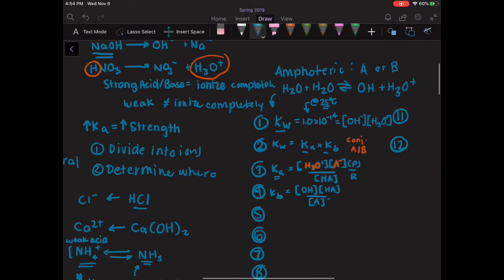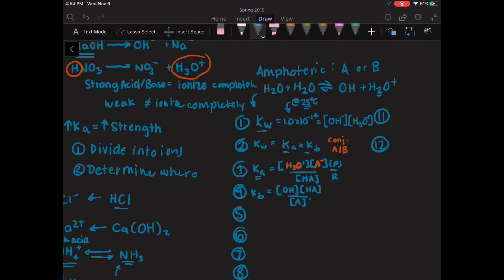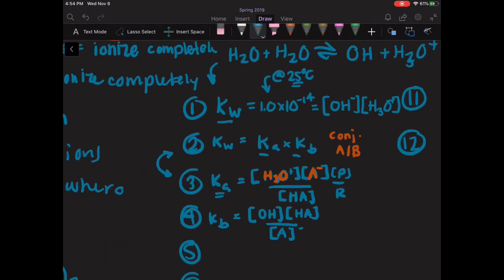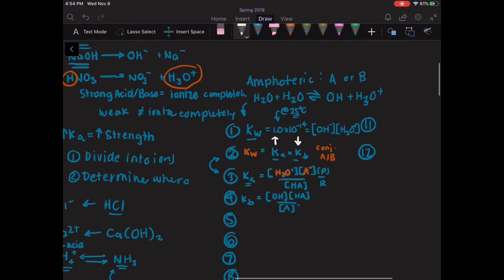And something we can derive based off of the relationship between these equations: if my Ka increases, and I know that this Kw is a constant, then if my Ka is larger, that means my Kb has to be smaller, which leads me into my next point.